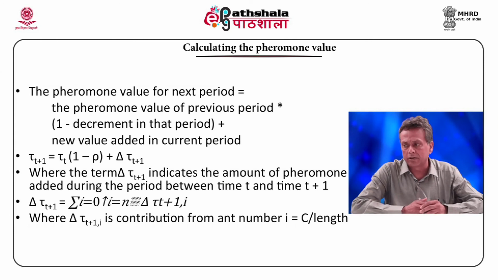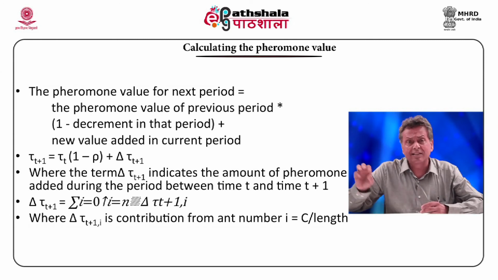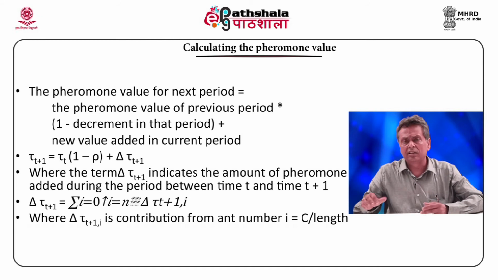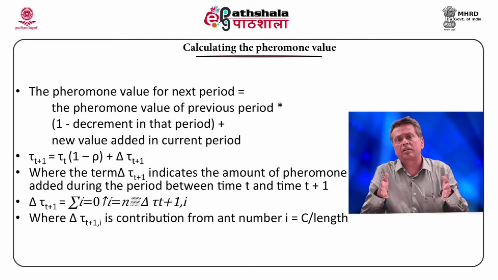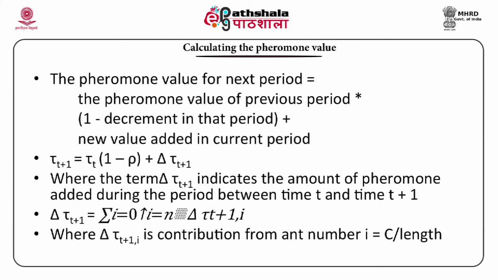So, the two components are added. Now, what is delta tau t plus 1? It is basically the summation of all ants and their pheromones. That is also talked about later in the slide: tau t plus 1 is basically the sum from i equal to 1 to n of delta tau t plus 1 i, which is the contribution from the ith ant.